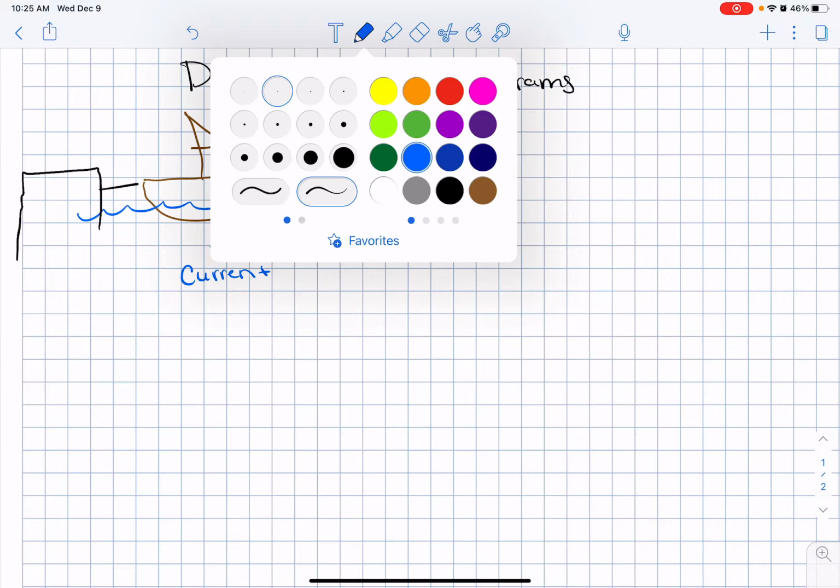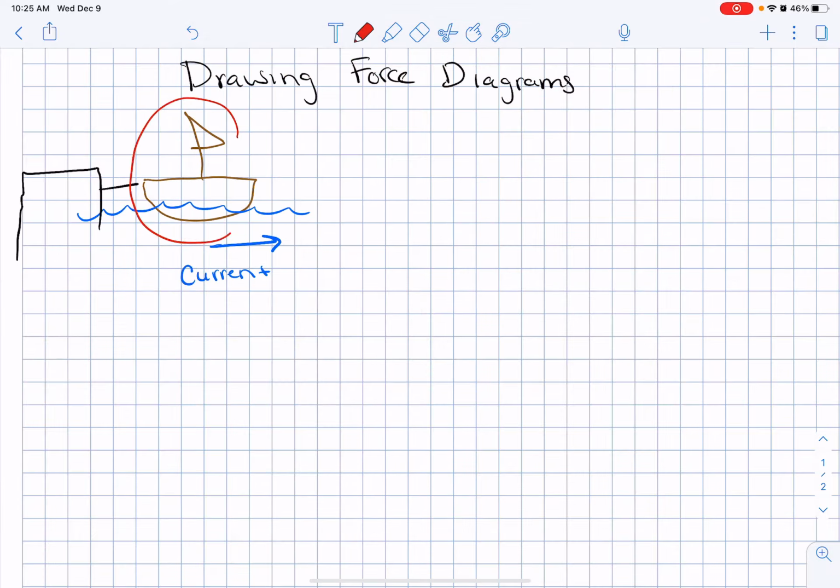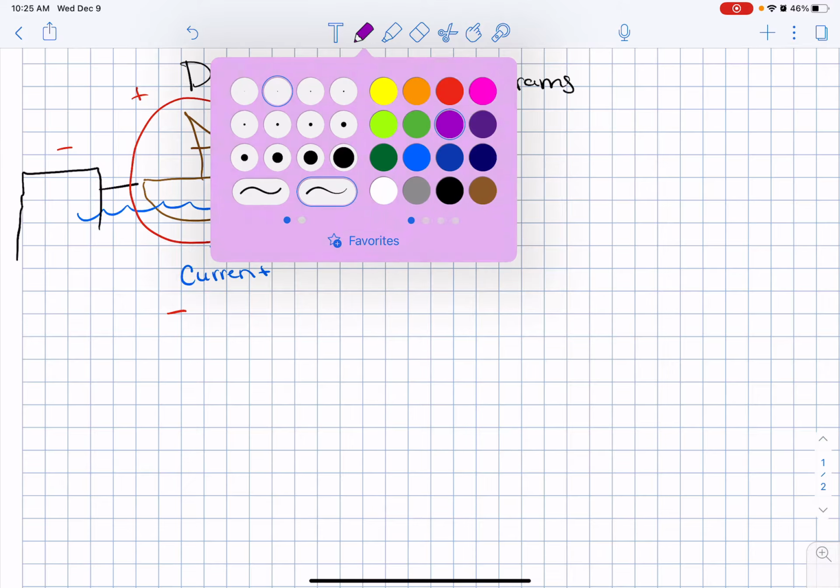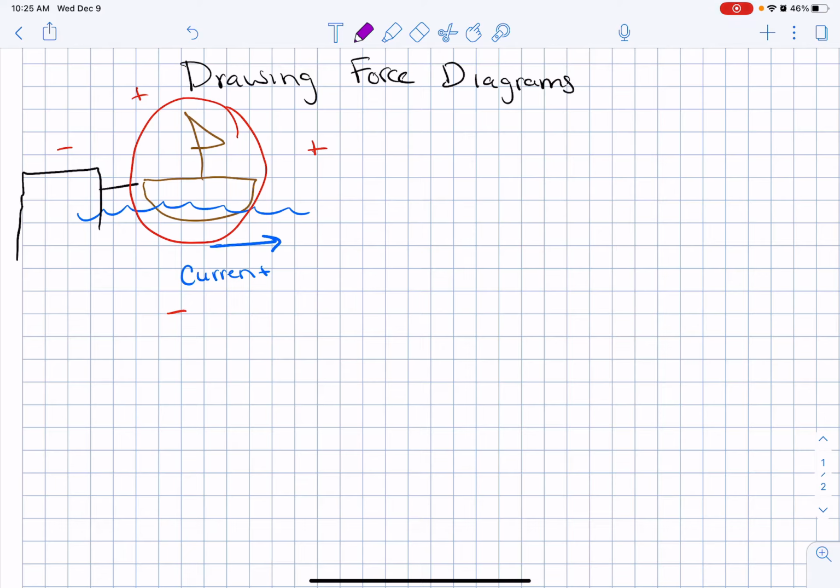And now we want to circle my object of interest, which is my boat, and put a positive and negative direction. Now I'm going to list the objects that interact with the boat. And that'll be the objects that are exerting a force. So anytime any 2 objects are in contact with each other, that they touch each other, they exert a force. So we're looking at what are the things that are touching this boat.